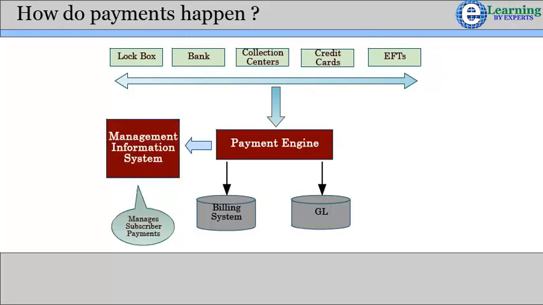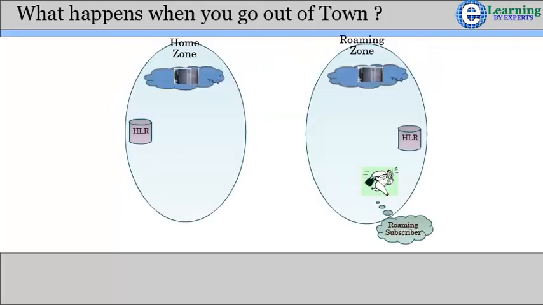MIS, or Management Information System, checks the credit report of the new subscribers, and goes after the existing subscribers if they do not pay bills on time. Roaming. It's a feature which enables a subscriber to make calls even when he is out of range of his operator's network, the home location. In this case, the call is routed using the other operator's network, the visiting location. The home network and visiting network have some agreement.